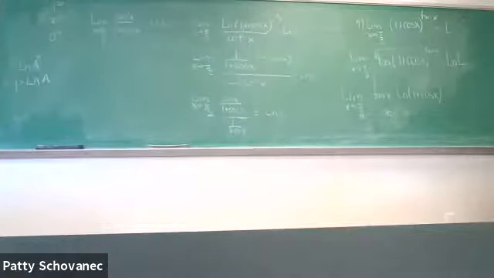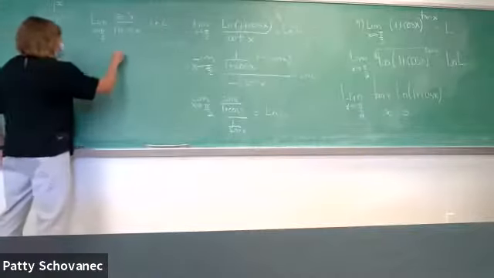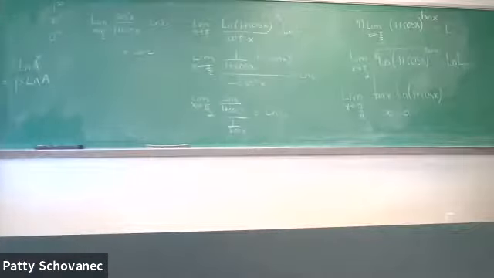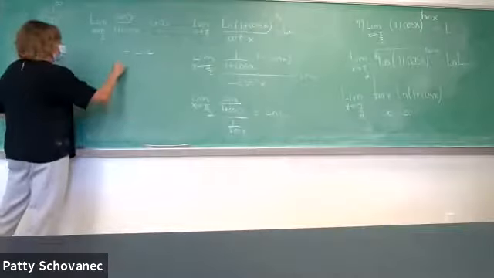So sine of pi halves is 1. 1 cubed is 1. So the numerator is 1. Cosine of pi halves is 0. That makes the denominator 1. So I get 1 over 1 is my limit. Peel off the logarithm with an exponential function. So our limit is e to the first power.